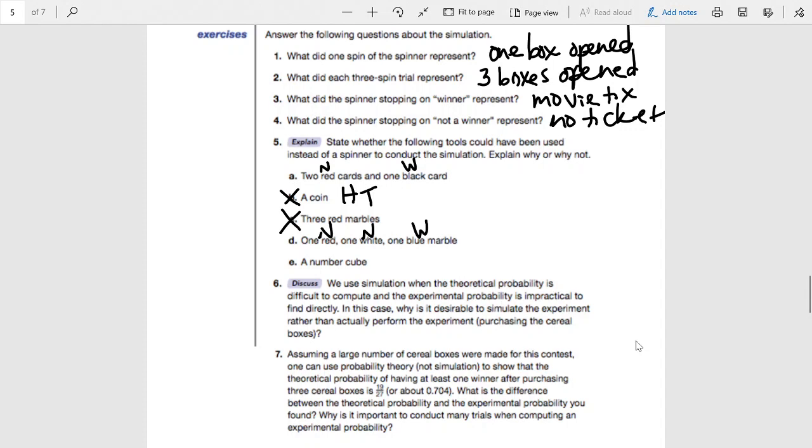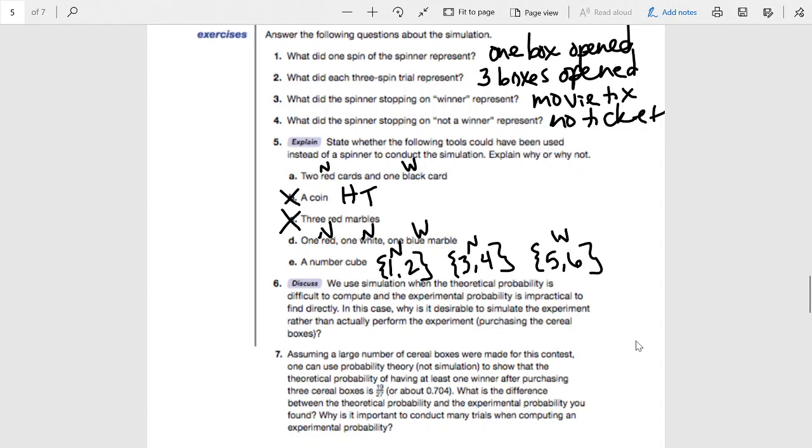And then a number cube. This has 6 different options, but I could actually split this up into something that would work. I could say something like 1 and 2 would be a not winner. 3 and 4 would be a not winner. And then 5 and 6 would be a winner. So if I rolled a 1 through 4, that would be my not winners. And my winners would be just 5 and 6. That would be an even ratio compared to what we began with.